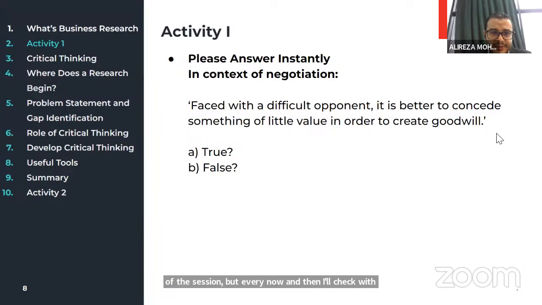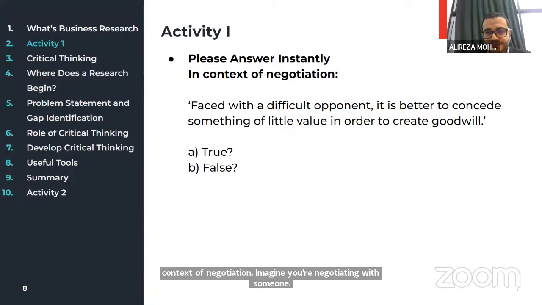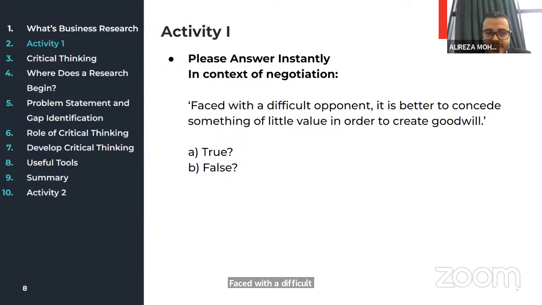Here we have an activity. Please answer instantly. In the context of negotiation, imagine you're negotiating with someone. Faced with a difficult opponent, is it better to concede something of little value in order to create goodwill? Do you think it's true or false?